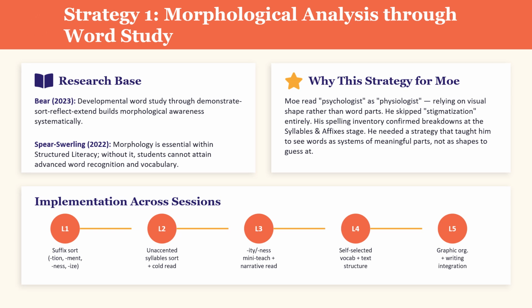So in lesson 2, he sorted unaccented final syllables at 100%, but here is where the recognition over production gap showed up. He could sort the patterns visually with perfect accuracy, but he could not produce those same spellings from memory in his own writing.